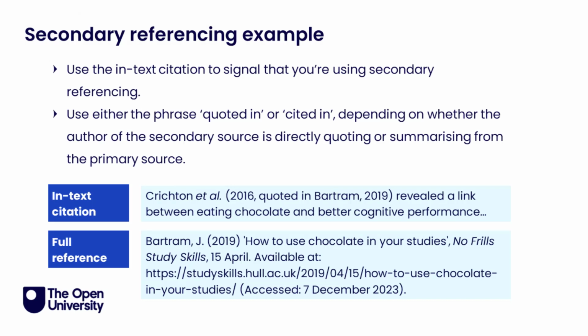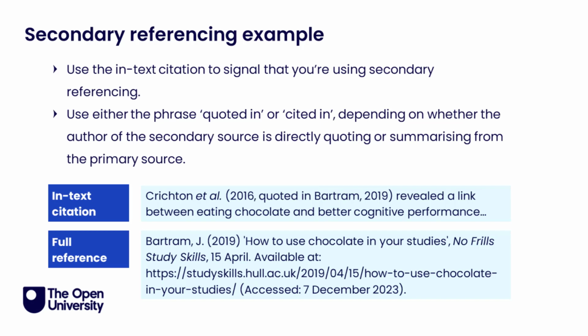To signal that I'm using secondary referencing, I need to adapt my in-text citation to include the original author, which in this example is Crichton et al., and the author of the thing that we've read, in this case the blog post written by Bartram. I would use either the phrase quoted in or cited in, depending on whether the author of the secondary source is directly quoting or summarizing from the primary source.